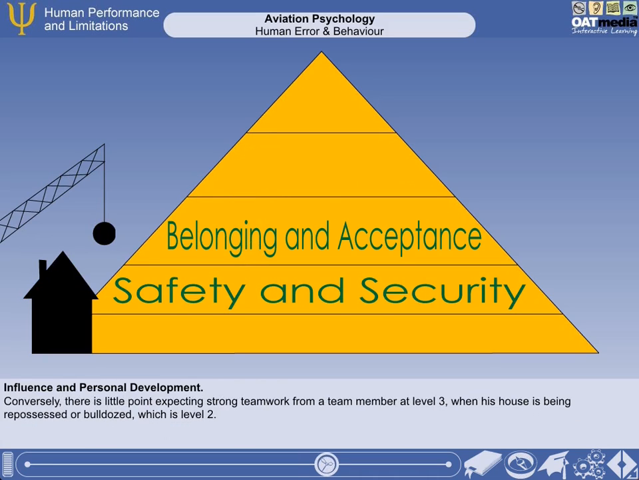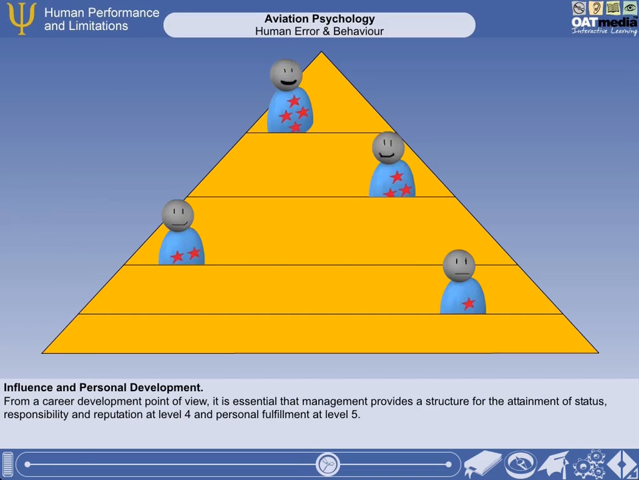Conversely, there is little point expecting strong teamwork from a team member at level 3 when his house is being repossessed or bulldozed, which is level 2. From a career development point of view, it is essential that management provides a structure for the attainment of status, responsibility and reputation at level 4, and personal fulfillment at level 5.